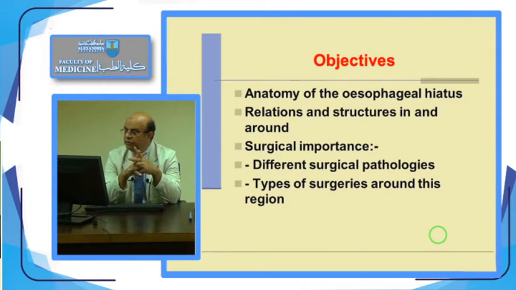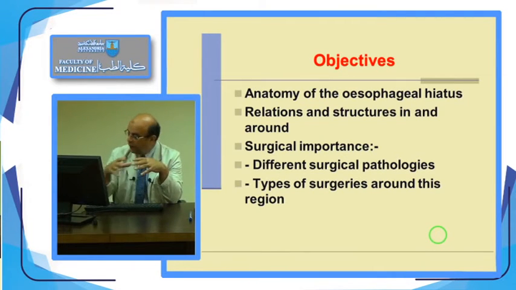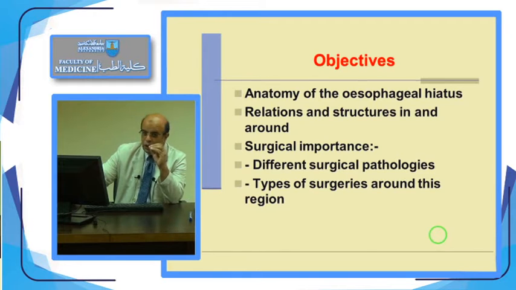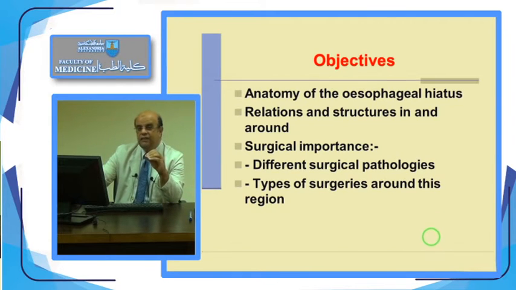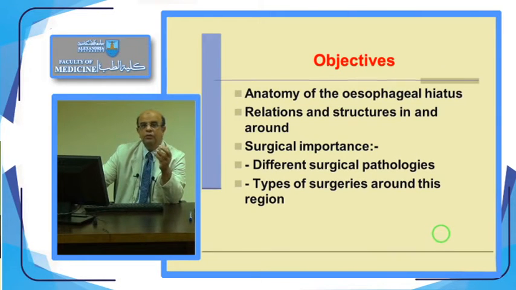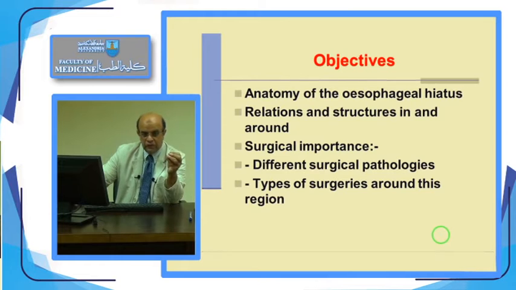This includes the different surgical pathologies around the hiatus of the esophagus and the different types of surgeries that are done around this region. So when we say that this is anatomy of the hiatus, it means that from a surgical point of view, it is the surgical importance or the surgical anatomy of the hiatus.